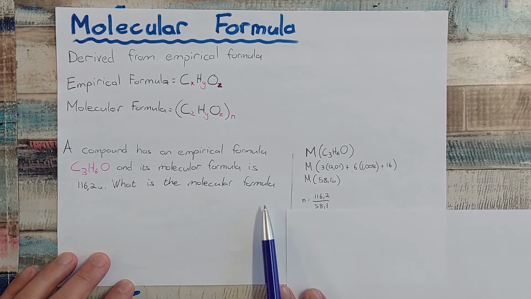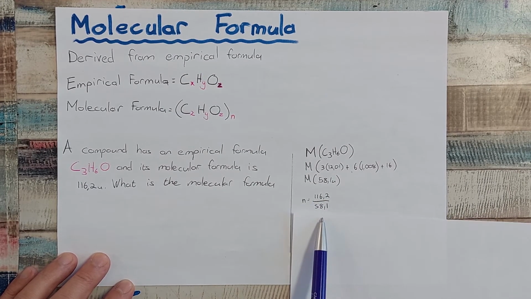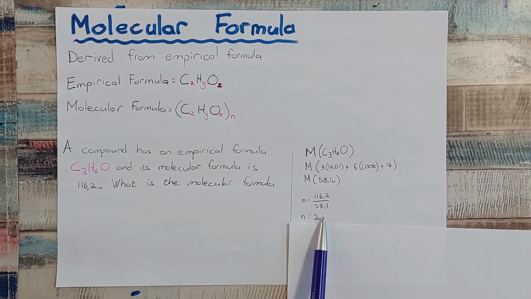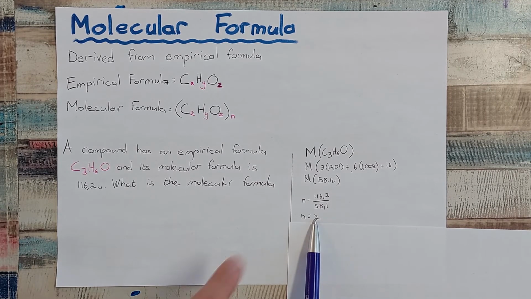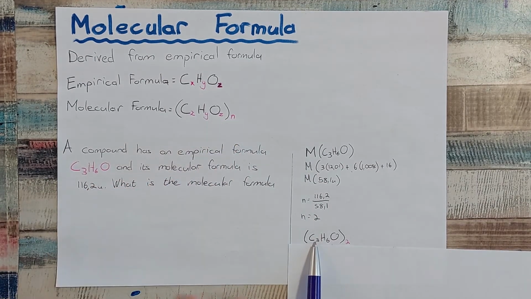So how do I do it? It's going to be your molecular mass over your empirical mass. So you can see 116.2 divided by 58.1, and that is going to give me an N of 2. So now my number of moles, N, is equal to 2. Now that I've got that, I know exactly what I need to do. With this 2, I'm going to plug it into this one over here. So here it's going to be C3H6O, but with this 2 that I have just solved.